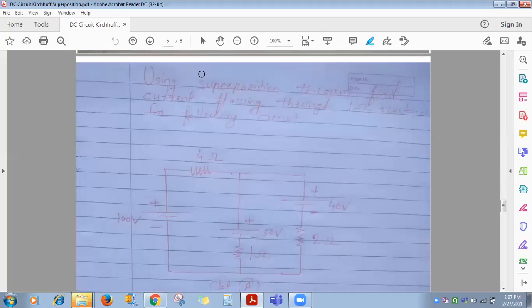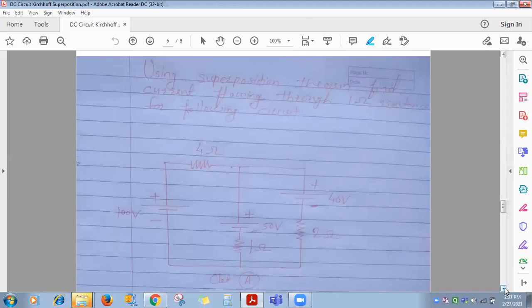This one is a PDF. Next, using the superposition theorem, find the current flowing through the 1 ohm resistance. Actually, I scanned this in more light, so its color is different. I'll rescan it and forward it again to all of you. Till then you solve this, I will scan it again.